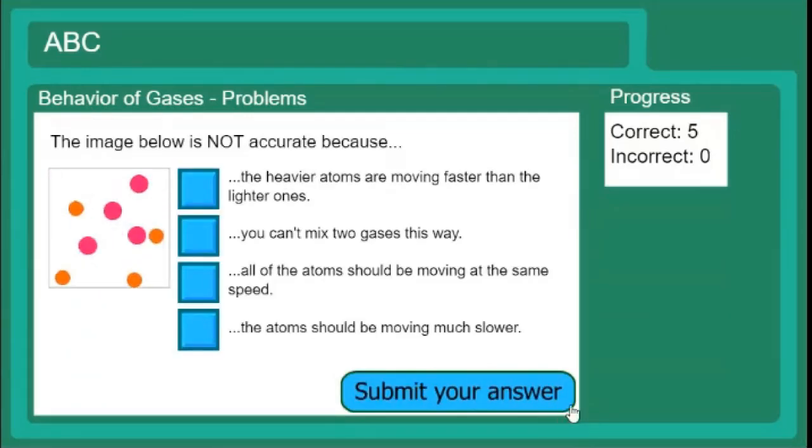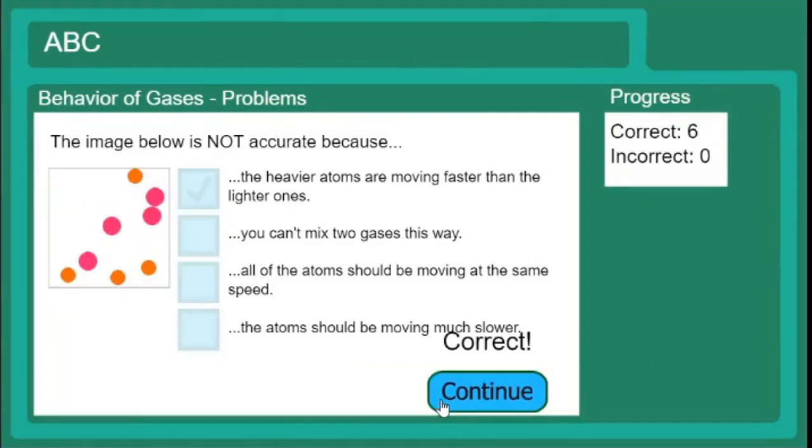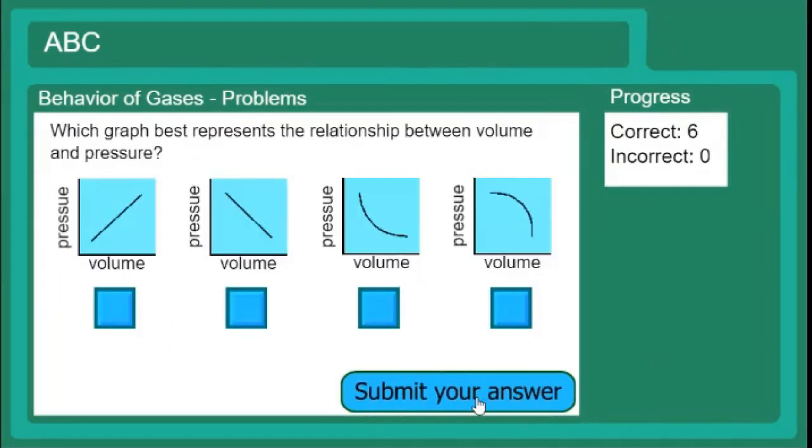Okay, next. The image below is not accurate because mana mungkin pink lebih cepat, pink sepatutnya lebih lambat, kerana pink tu berat. A. The heavier atoms are moving faster than lighter ones. Yeah, itu salah. Okay, which graph best represents the relation between volume and pressure? Inversely proportional. C.